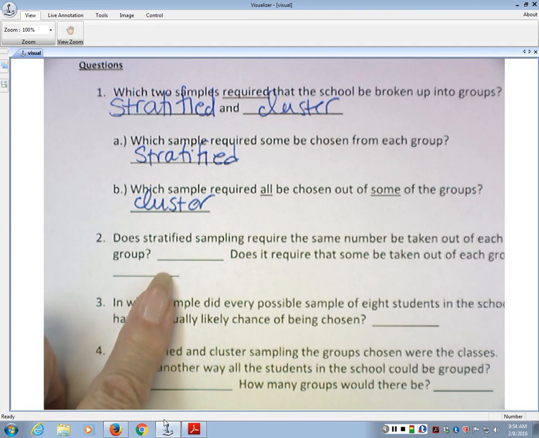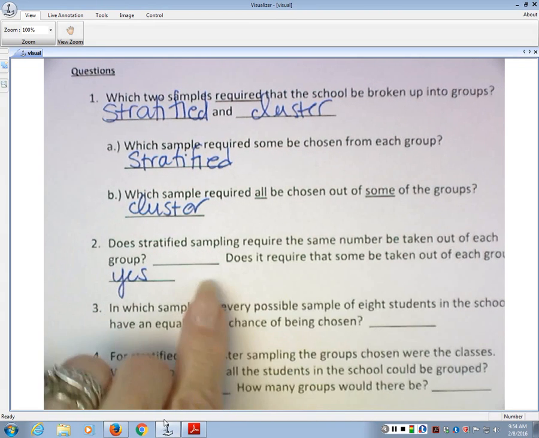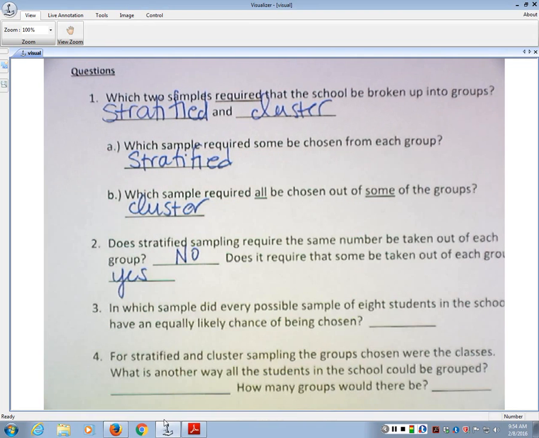Okay, it does require that some be taken from each group, yes, but the same number, no. Suppose, for example, that I were to divide the students in this room up between people that were taking more than 12 credit hours and students that were taking less than 12 credit hours. How many of you are taking 12 credit hours or more? How many of you are taking less than 12 credit hours? Okay, I only see 4 students that are taking less than 12 credit hours.